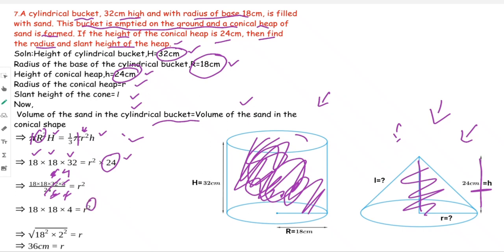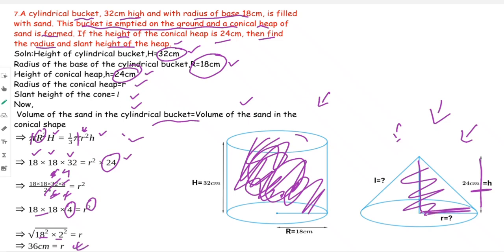Now this square will go to the other side, so I'll have the root of, right? So 18 into 18 will give us 18 square, and this 4 can be simply written as 2 square, right? So you can see they both have square, which means they'll both come out. Or in other words, we'll get 18 into 2 equals 36 centimeter. So now we know the radius of the cone, right?